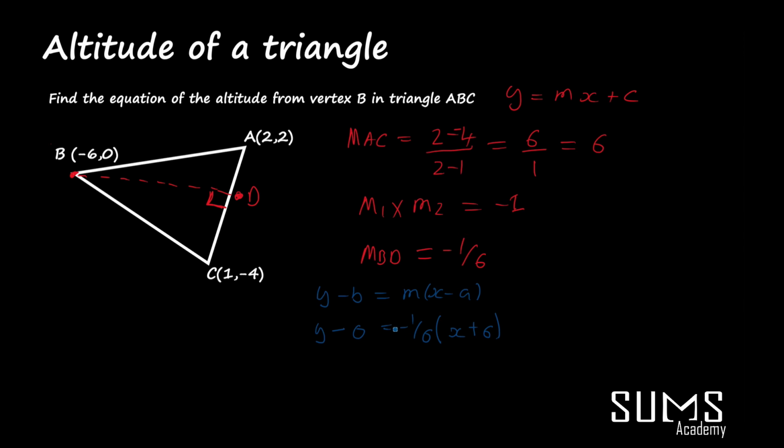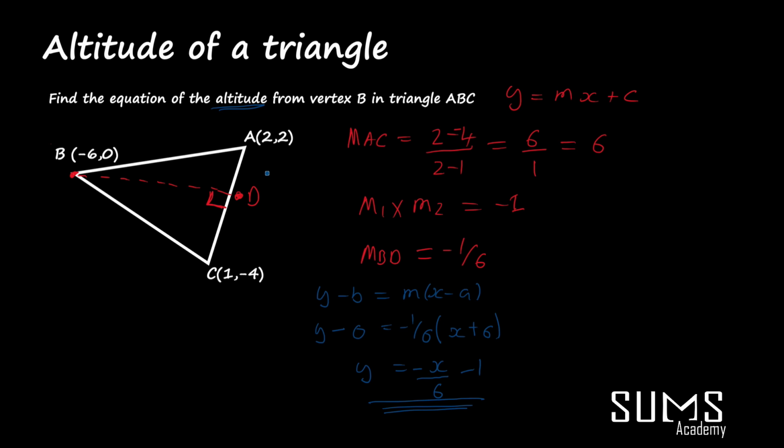So what does this work out as? Okay, so y equals negative 1 over 6 times x, which is minus x over 6, and negative 1 over 6 times 6 is just going to be negative 1. So that is our equation of the altitude just there.